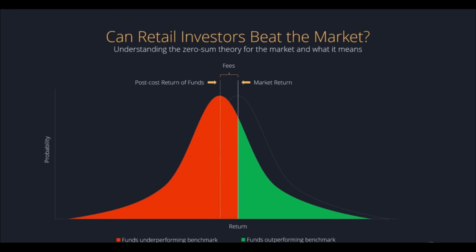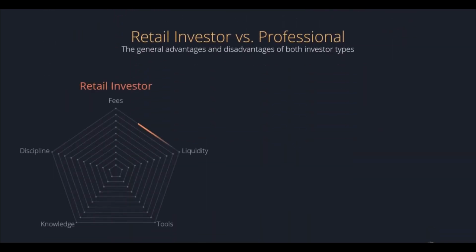But because of fees, the normal distribution gets shifted to the left here, but the market return doesn't, because it doesn't have fees. You don't have to pay basically any fees at all to invest in the market. It's very, very low, very close to 0%. And as a result of that, a larger than 50% of funds is actually underperforming the market, right? So fees are a huge deal, to make this very clear. However, there's one advantage that retail investors have over actively managed funds, and let's go over that right here.